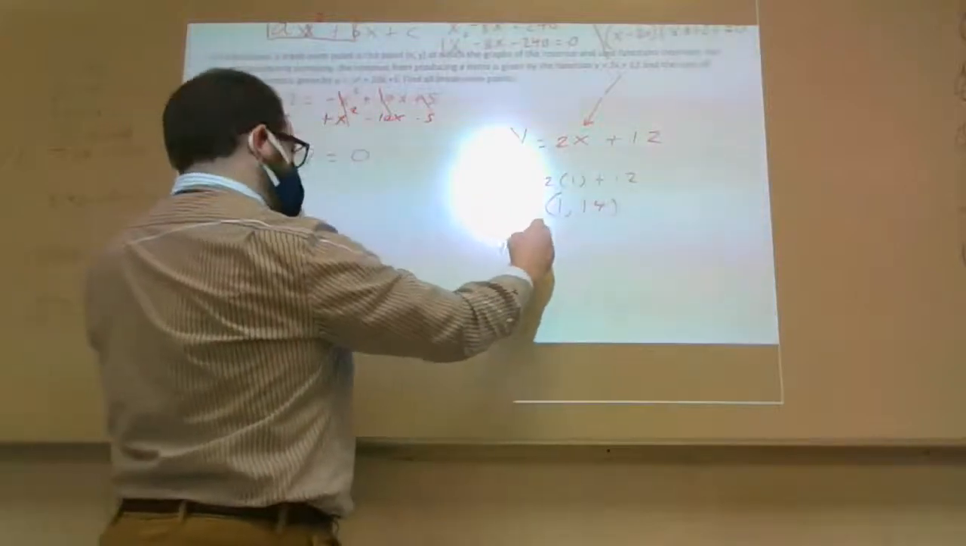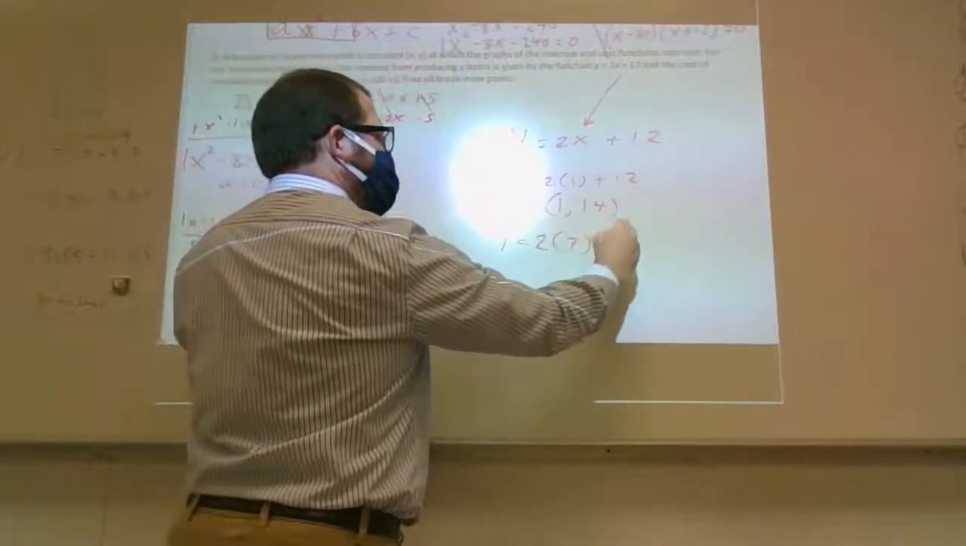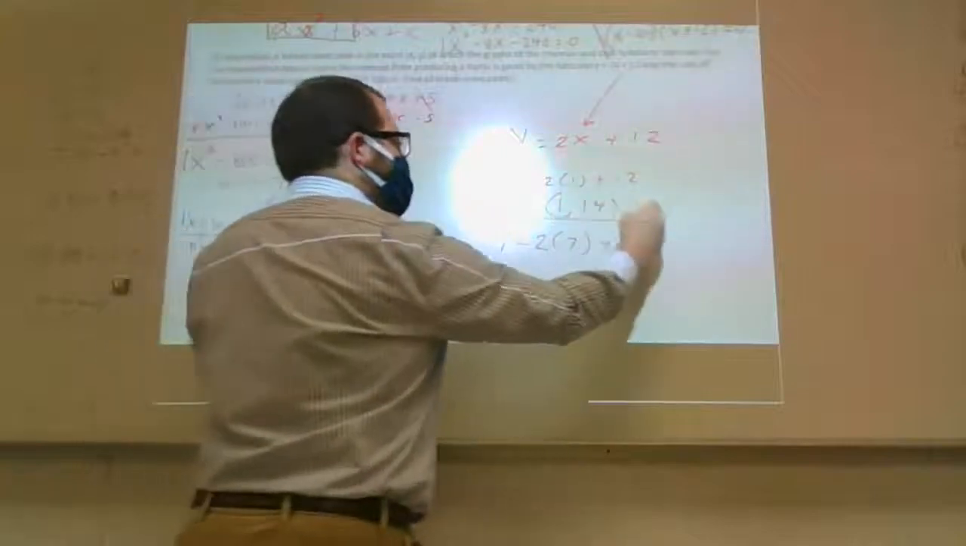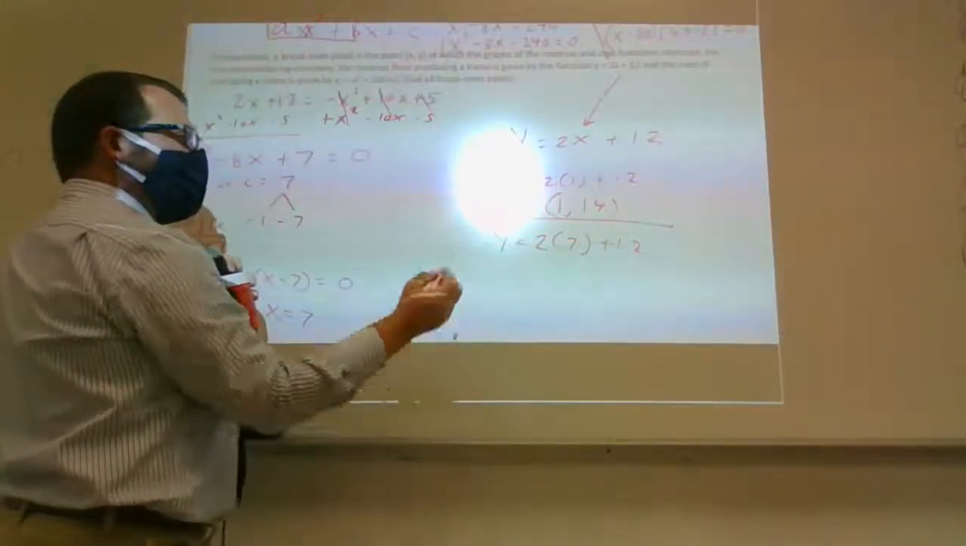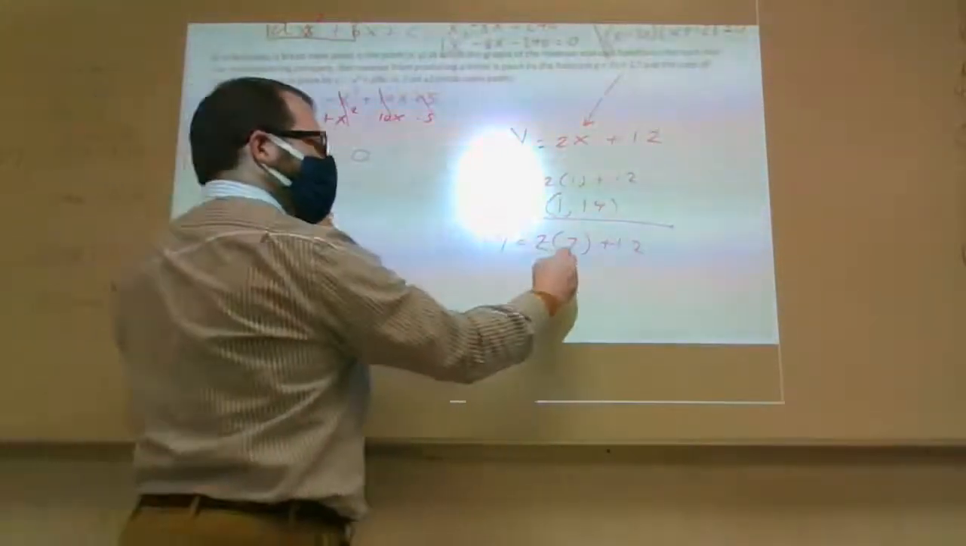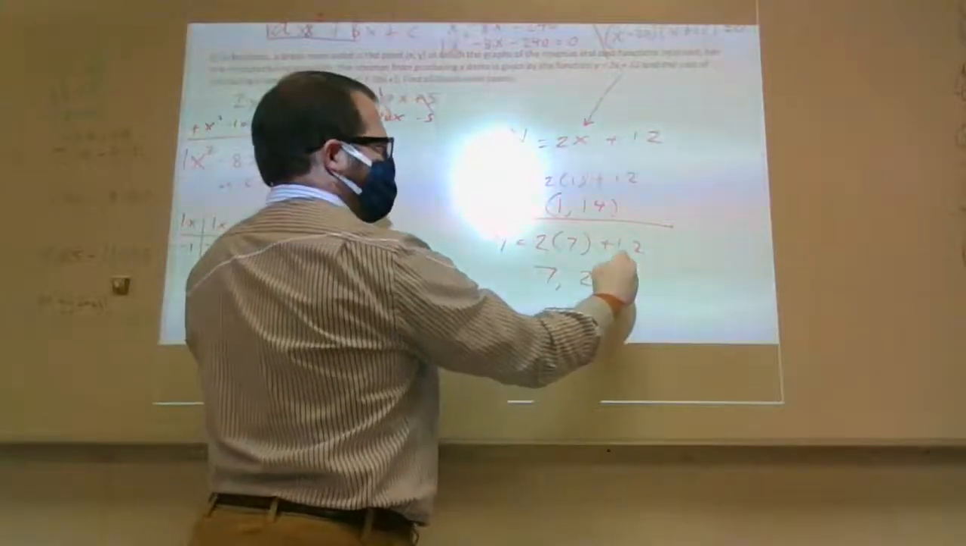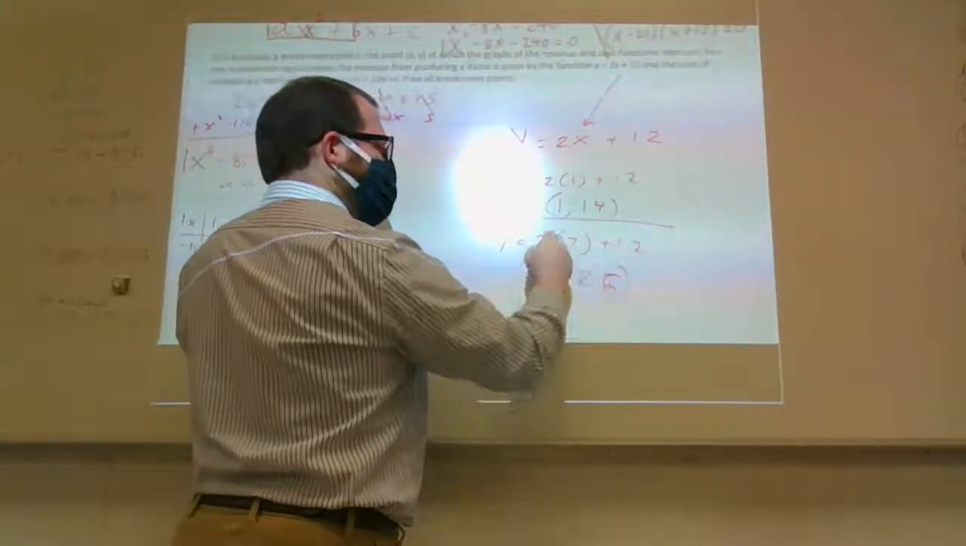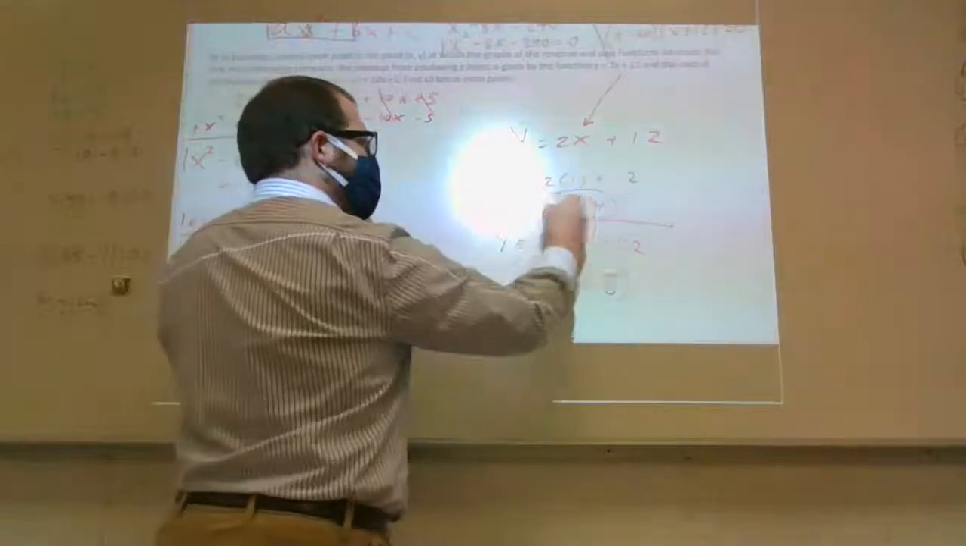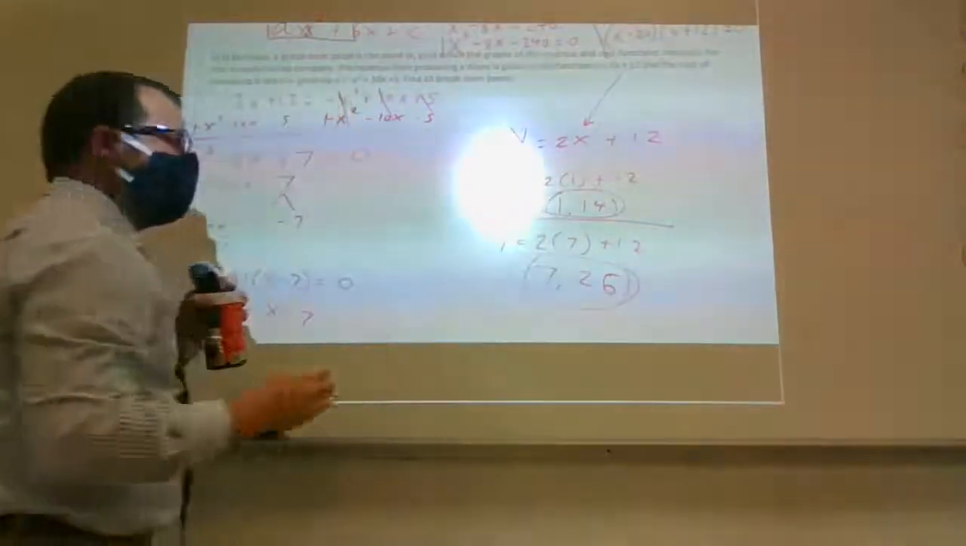This is the ordered pair 1 comma 14. Then if I do the same thing with 7, I get 14 plus 12, which is what, 26? Yeah, 14 plus 12. Both of these ordered pairs work.